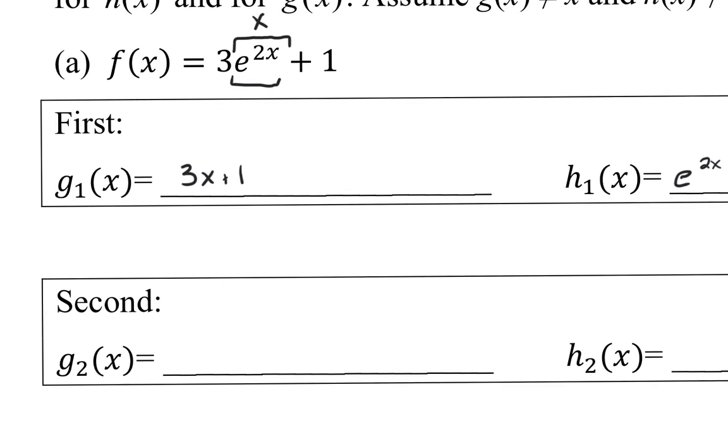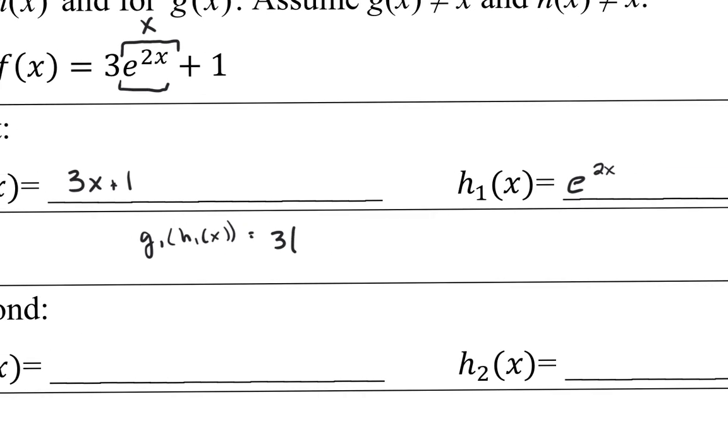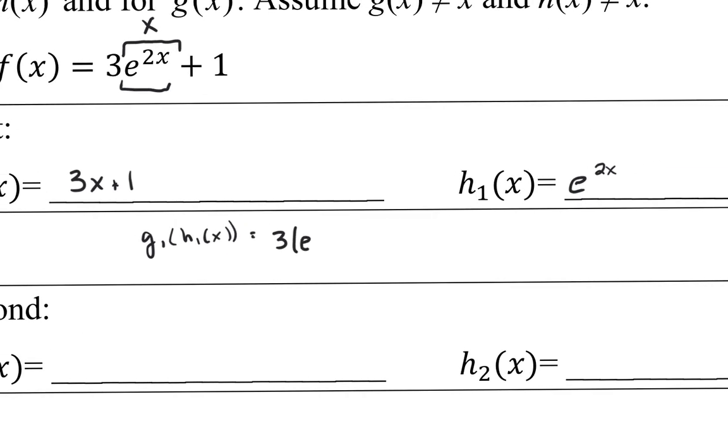Now we can check that by writing it out again. g1 of h1 of x would look like 3 with e to the 2x instead of x, plus 1. And this is the same as what we're given. So we're good on that.